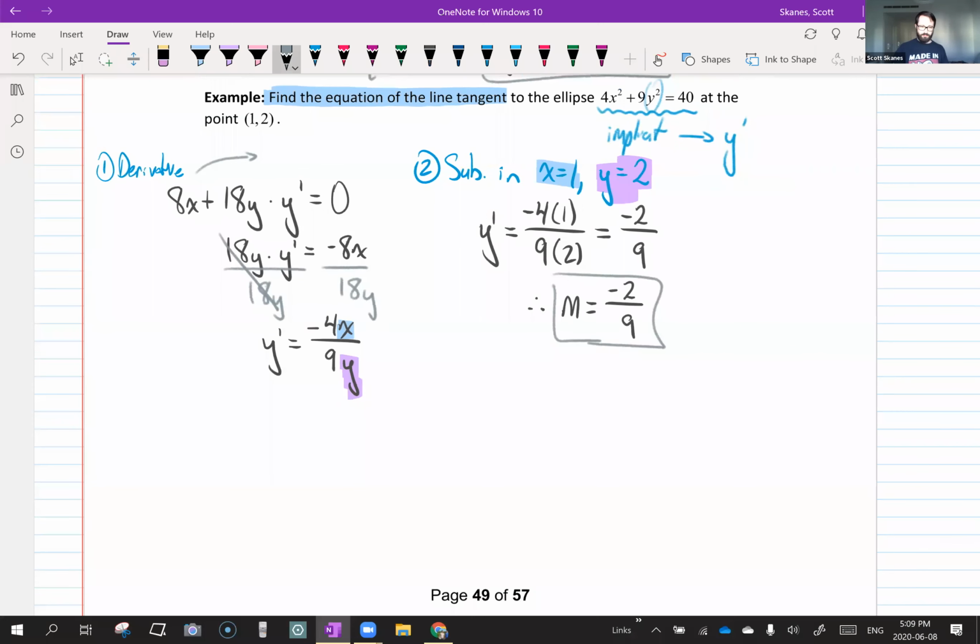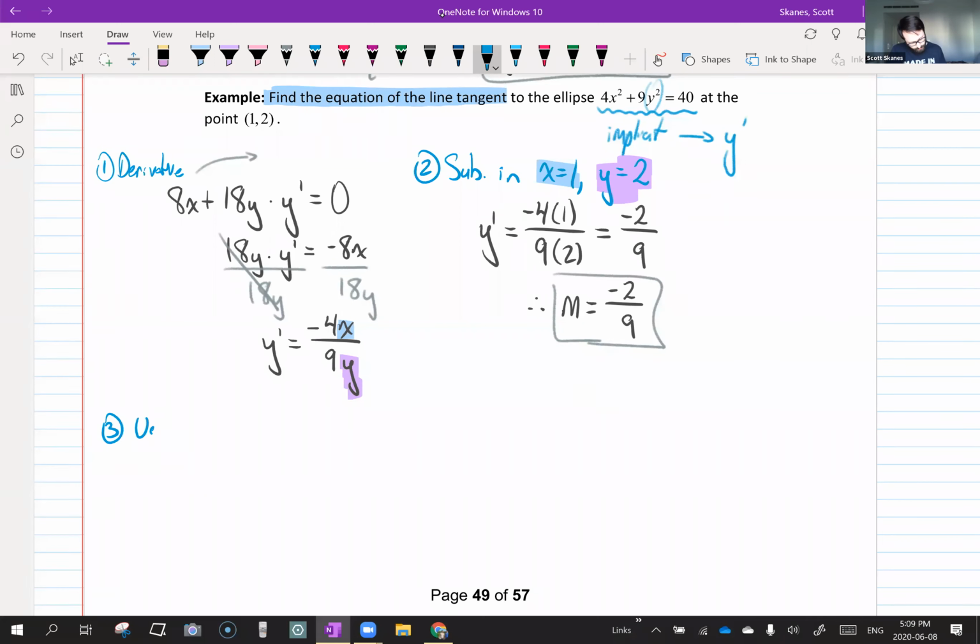That's the slope of the line. So wherever that is, we don't have a picture, but the slope at that point is -2 over 9. That is not our final answer. Now I need to find b, is what Ali said earlier.